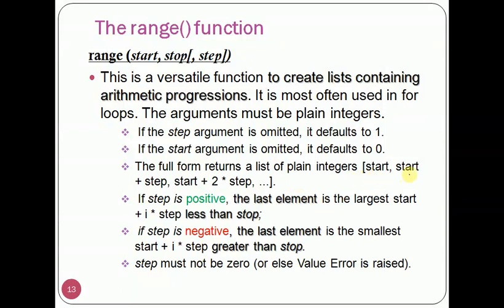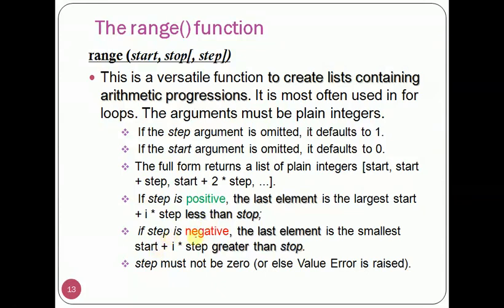Each time the new value will be selected like this. First the start value, then the second value will be formed by adding the step value to the start value. So start plus step. Next will be start plus 2 into step. Like that it will carry on and find each value. Then this step value can be positive or negative. If the step value is positive, then the last element will be less than the stop.